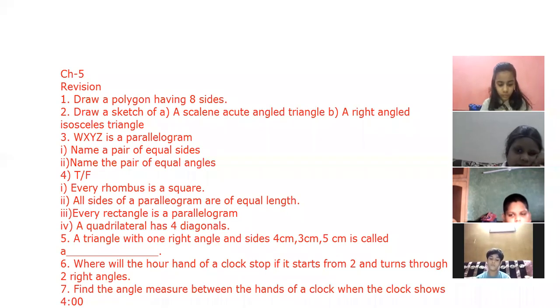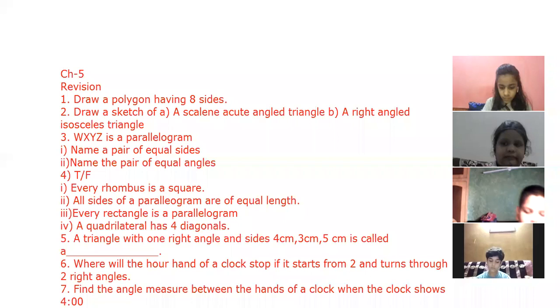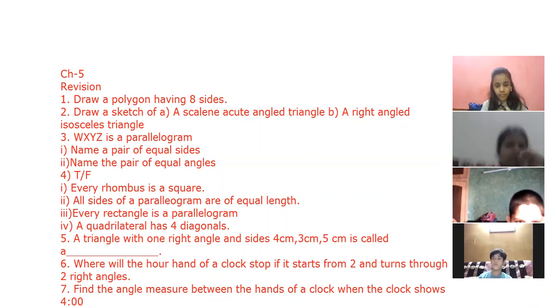Next question is, find the angle measure between the hands of a clock when the clock shows 4 o'clock. When your clock shows 4 o'clock, you have to tell which type of angle it is. Yeah? So all of you start doing it, then we'll start discussing about it.